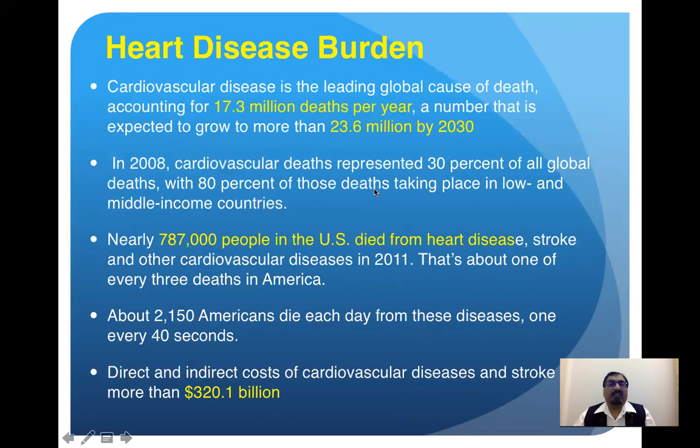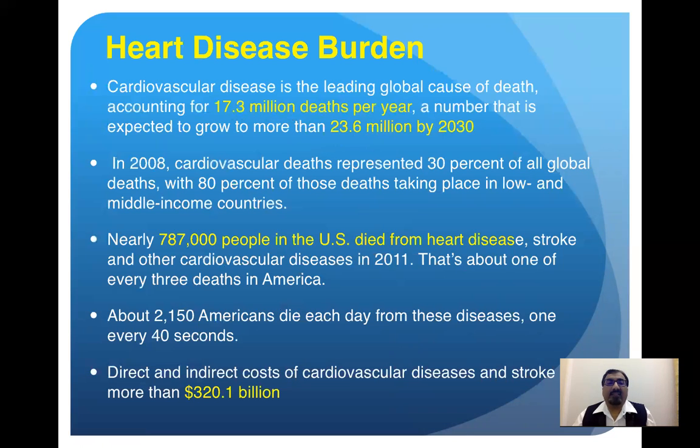If you look at the burden of heart disease globally, it is one of the leading global causes of death. This data which I am showing you, from around 2010, shows 17.3 million deaths per year. And it is expected to grow to 23.6 million by 2030. In 2008, cardiovascular deaths represented 30% of all global deaths, and 80% of those deaths took place in low and middle income countries.